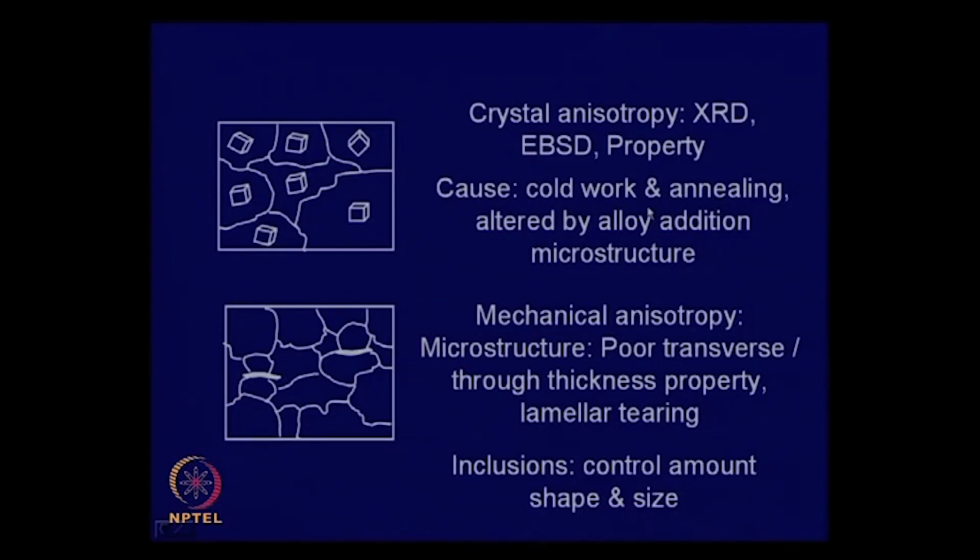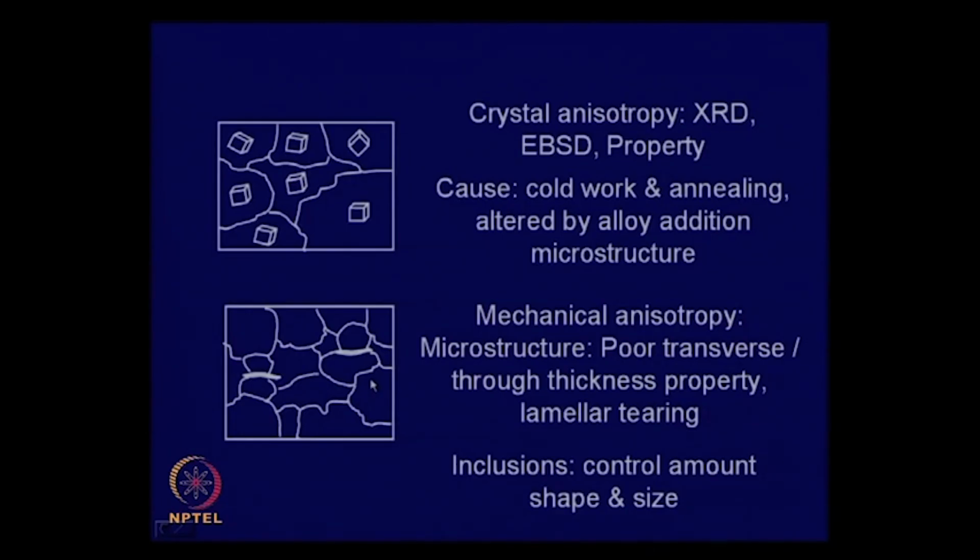And if you anneal a cold worked material, depending on the magnitude of cold work you get a typical annealing texture. These are also altered by alloy addition, and the microstructure also affects it, say different phases, if it is a two phase microstructure. If there are some alloy additions, then they also affect the texture that you get in the material during processing. And this is an example of mechanical anisotropy.